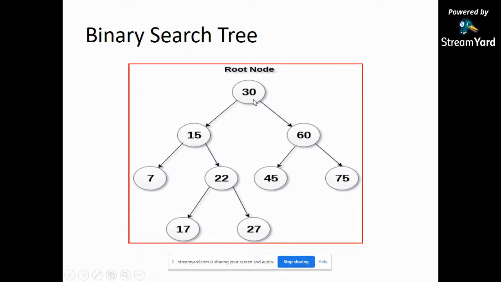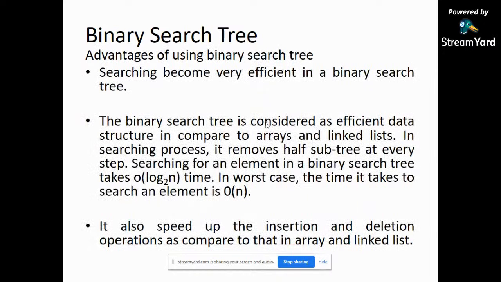So the root node is 30. All the nodes which are in the left of 30 will be less than 30, and all the nodes which are in the right subtree will be greater than 30. Here you can see 60, 45, 75, all these three values are greater than 30. So we have to follow this order strictly in the tree, and then your tree will become a binary search tree.